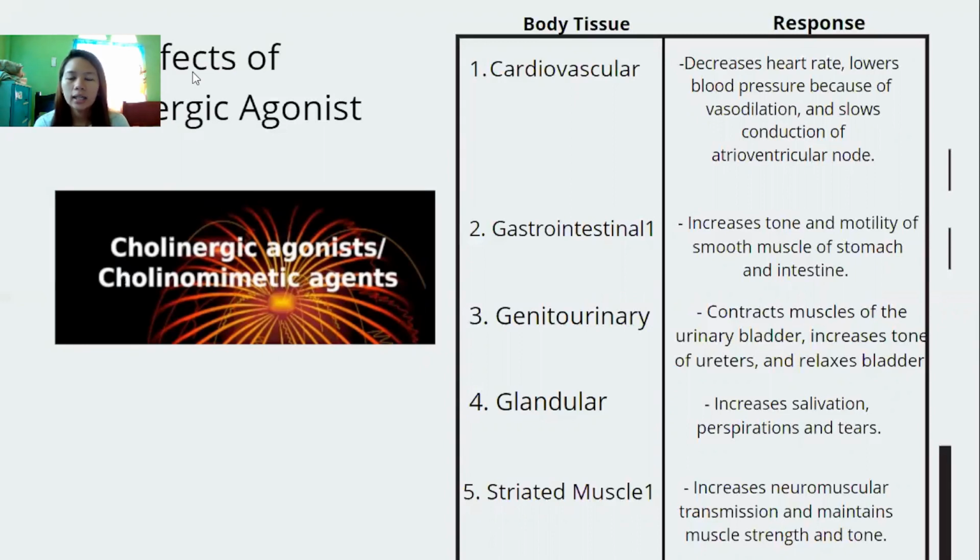Gastrointestinal response increases tone and motility of smooth muscle of stomach and intestine. Third, genitourinary response contracts muscle of the urinary bladder, increases tone of ureters, and relaxes bladder. Fourth, glandular response increases salivation, perspirations, and tears. Lastly, fifth, striated muscle response increases neuromuscular transmission and maintains muscle strength and tone.